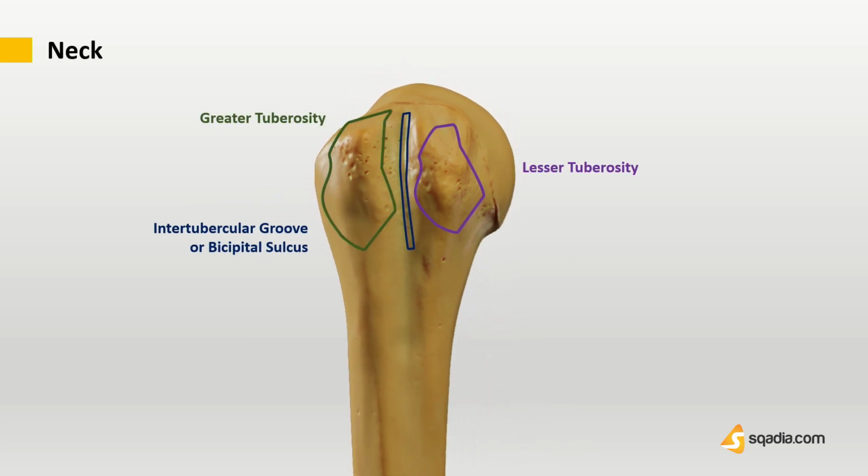Now, this head is separated from the greater and the lesser tubercles by an anatomical neck. The anatomical neck is obliquely directed to form an obtuse angle with the body of the humerus. Capsular ligaments get attached to the anatomical neck except inferiorly.